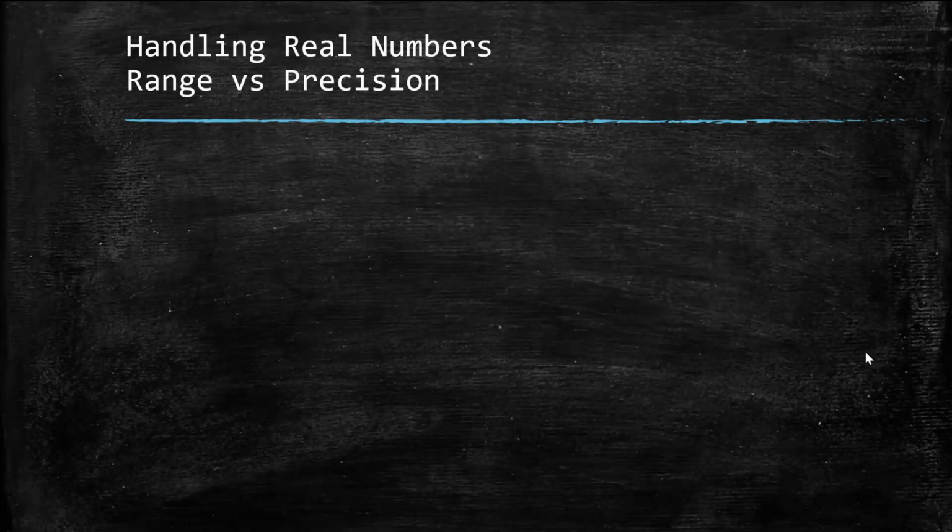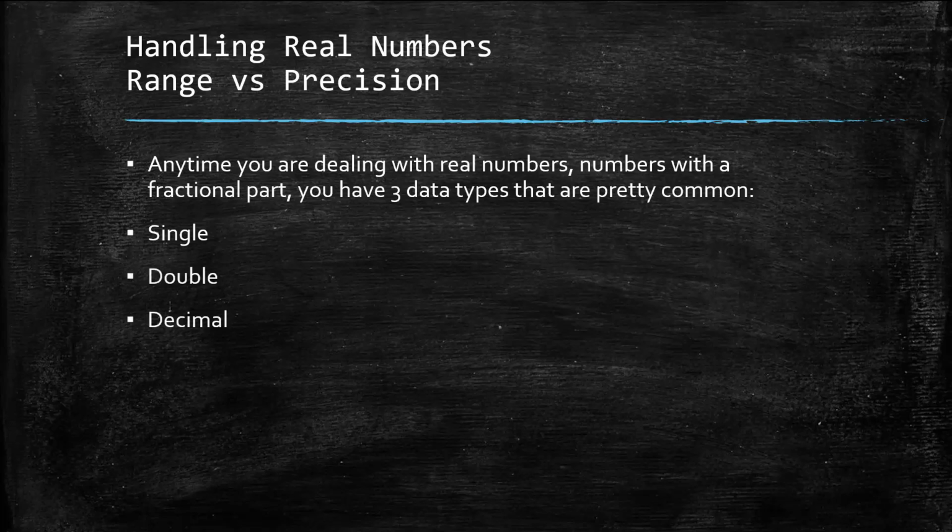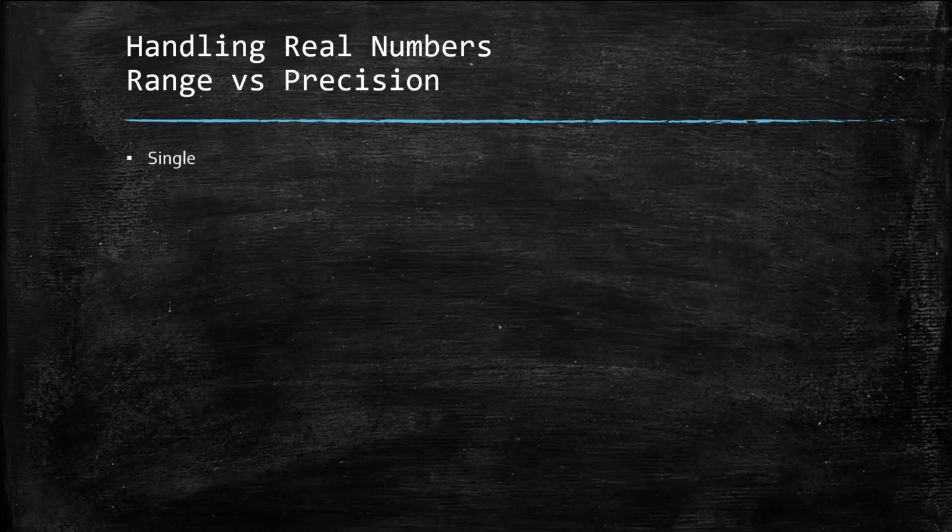Let's talk about handling real numbers. Anytime you're dealing with real numbers in your program, which are numbers with a fractional part, you're going to have three data types that are pretty common. You could use single, double, or decimal. But which one do we use? Well, we need to know the difference between these three data types.